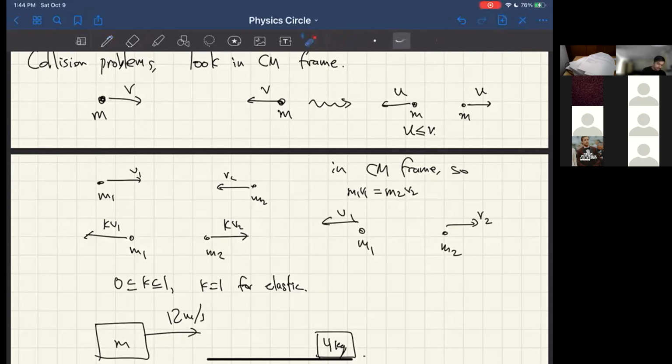Notice that momentum is conserved. In this case, the momentum is 0, and in this case, the momentum is 0. Energy is conserved. The kinetic energies are exactly the same. So in an elastic collision, only in the center of mass frame, if you're not in the center of mass frame, this does not work. But in the center of mass frame, elastic collision means the velocity simply reflects. This happens in the center of mass frame only, but that's why the center of mass frame is useful.